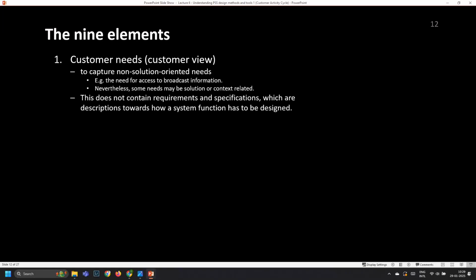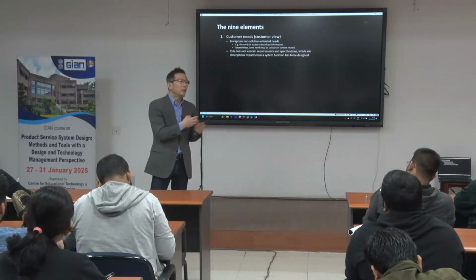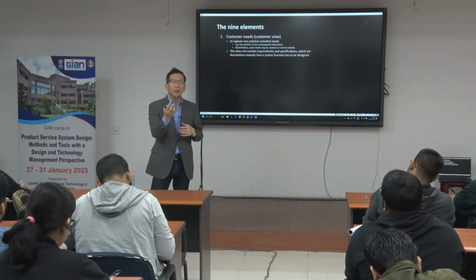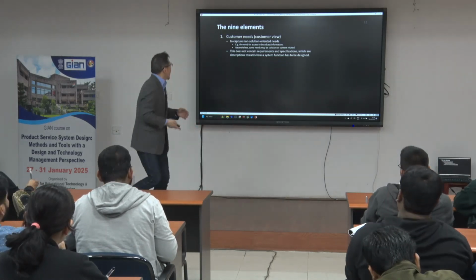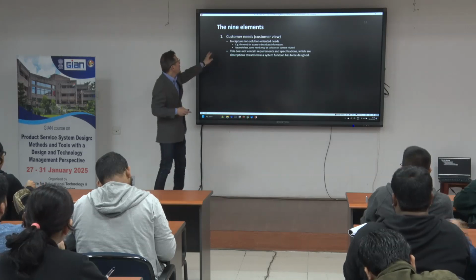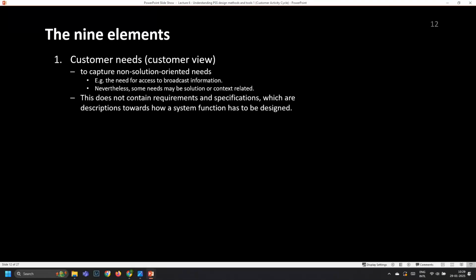The first layer is called customer needs. It's from the customer view. It's no surprise, no? We start with what are the needs of the customers? What are the needs of the actors we are targeting? An important thing is the description for this layer shouldn't be a solution-dependent, solution-oriented description. This applies to the principle of product development also.